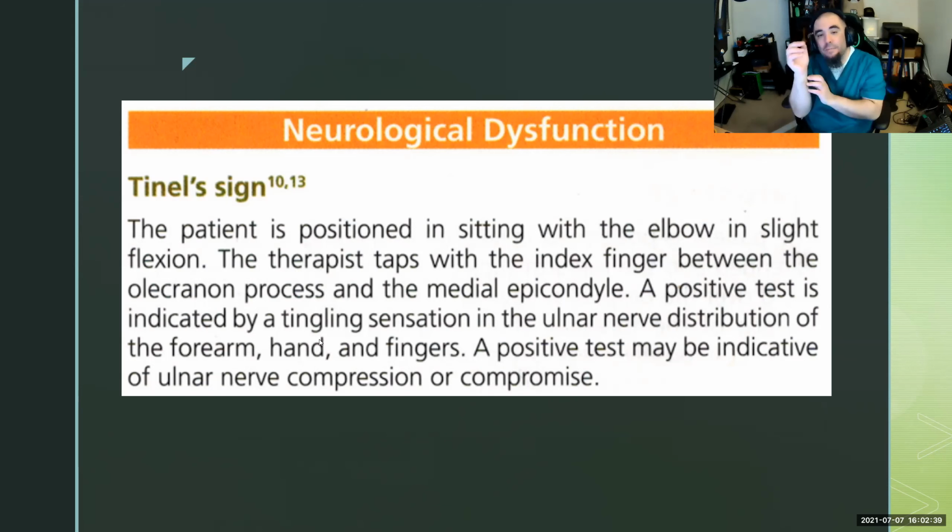We can also do that for the median nerve. I can come down here and tap on the median nerve, and if I get tingling and stuff like that, it means there's some compression in that median nerve. So Tinel's is not just of the elbow. Tinel's is pretty much for any nerve. I can even technically, if I come up here and tap on the brachial plexus, and I get burning and tingling going down the arm, that's technically a Tinel's of the brachial plexus.